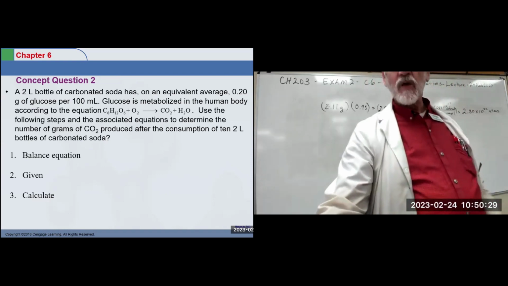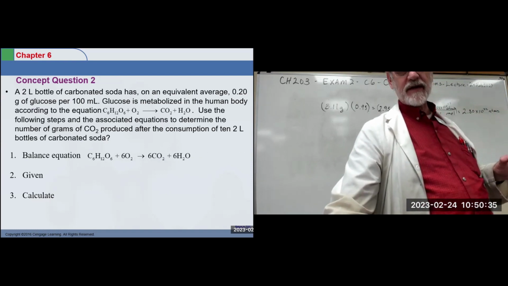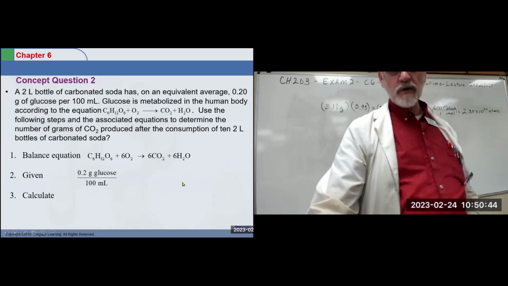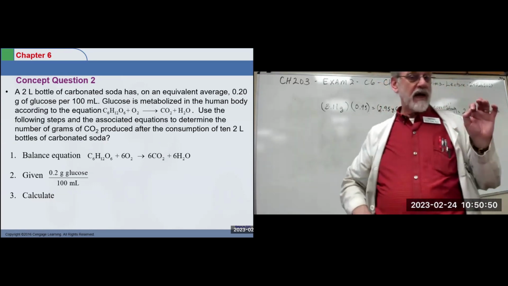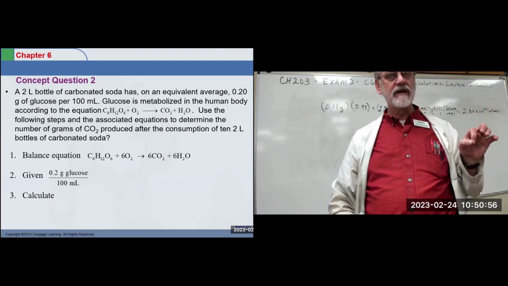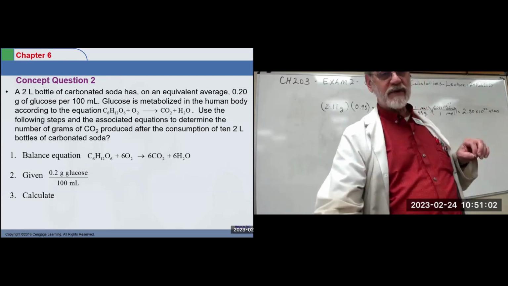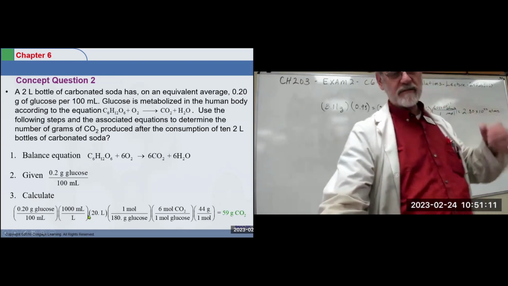Okay. We've balanced the equation before. It's the same equation we balanced earlier. It's the ratio of 1:6:6:6 for each of the reactants and products. What you're given is 0.2 grams of glucose per 100 milliliters. So how many milliliters is 10 bottles of 2 liters? A 2-liter bottle is 2,000 milliliters, times 10, so that'd be 20,000 milliliters.